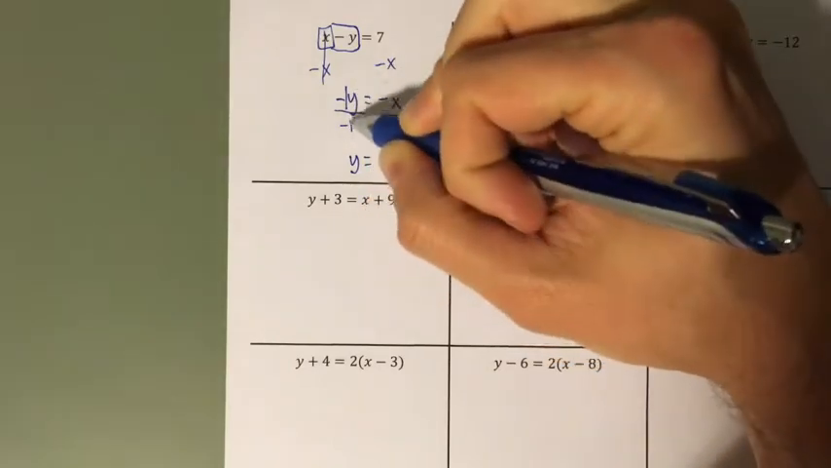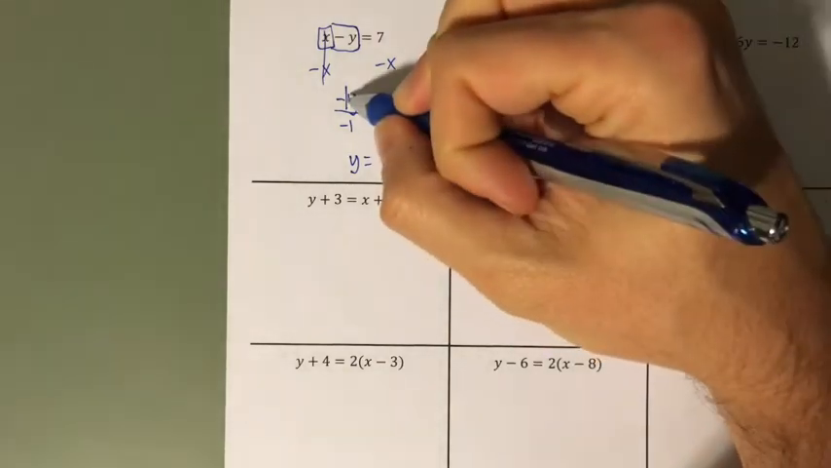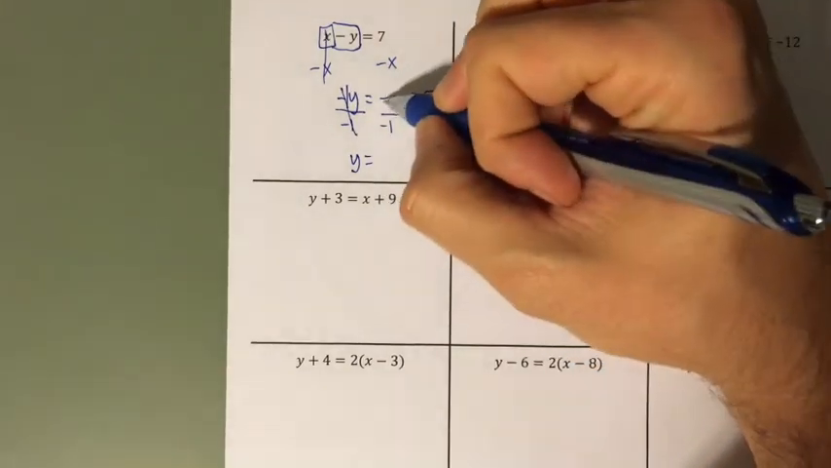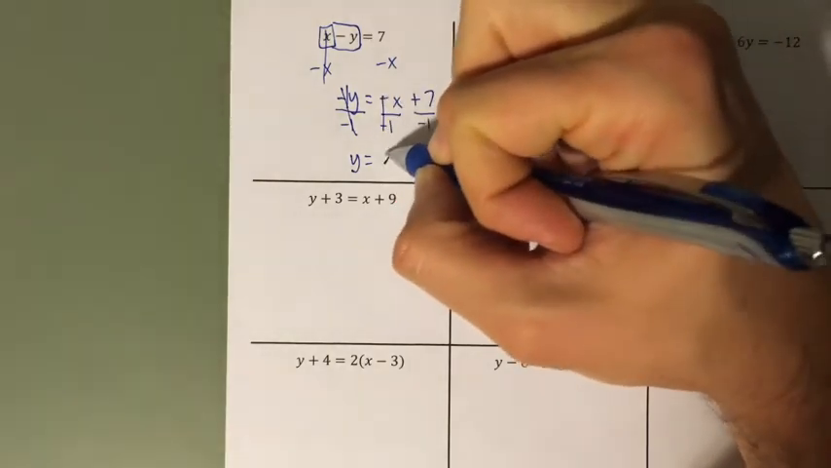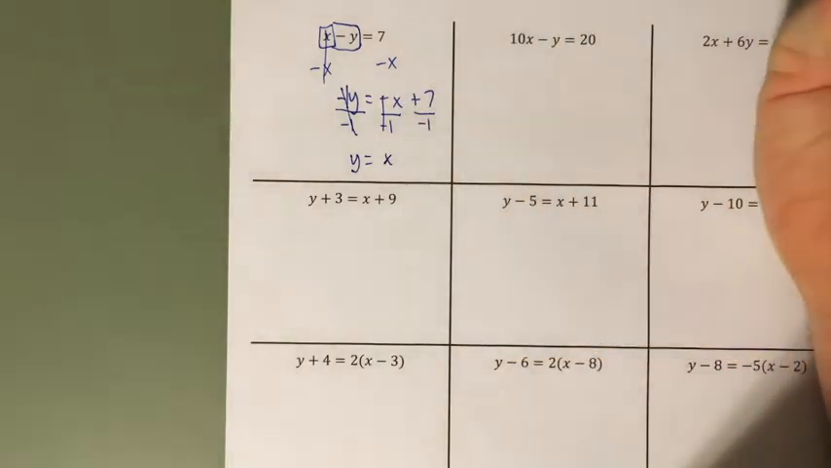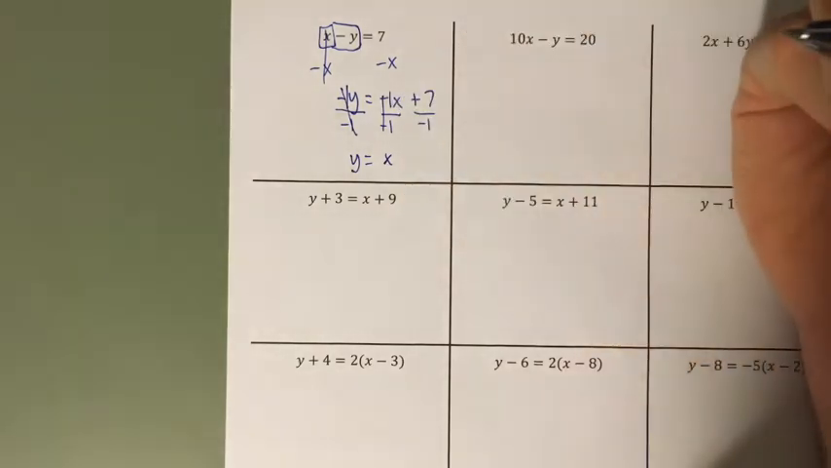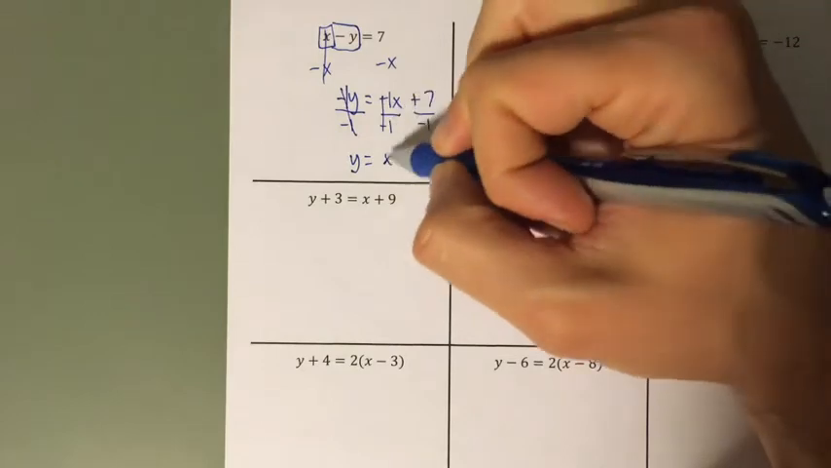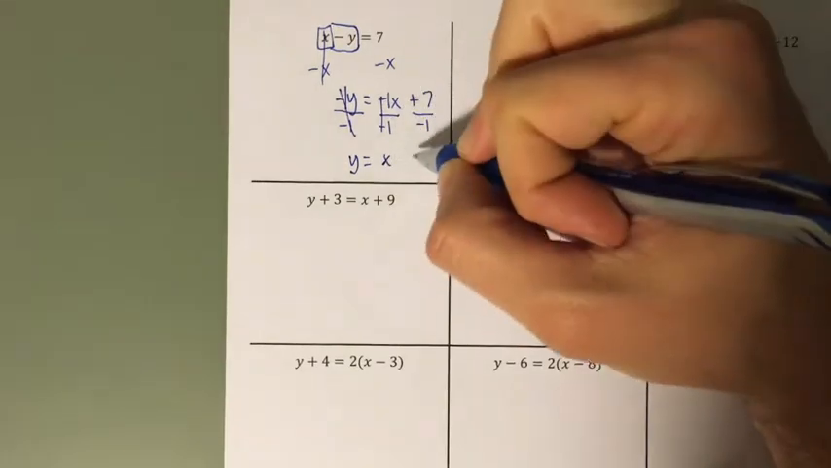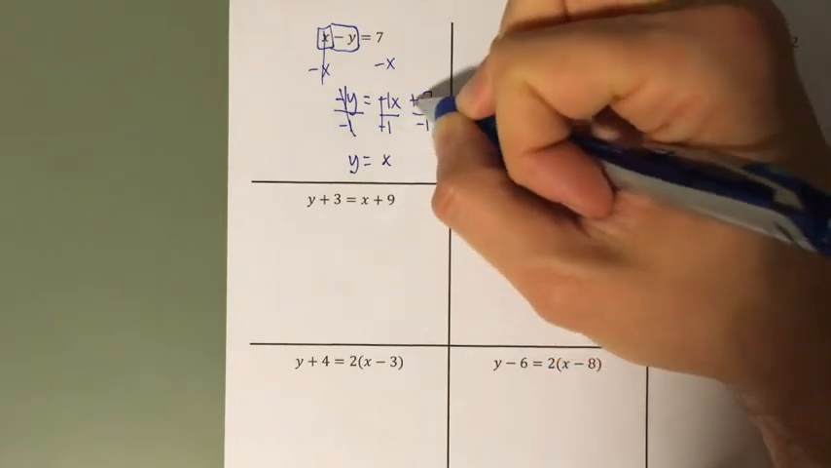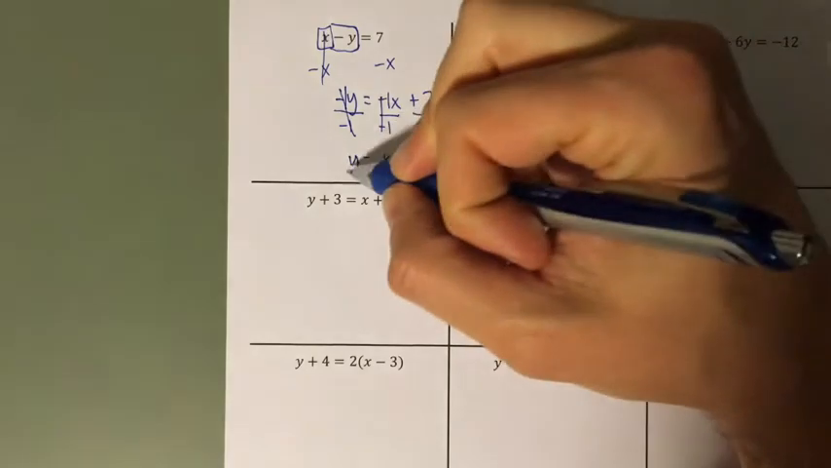So anything I do to one term, do to the others. Divide, negative 1's cancel. Negative divided by negative cancels. That x divided by 1 is just x. Again, you could put a 1 there if it helps you see it better. 1 divided by 1 is just 1. And then positive 7 divided by negative 1 is just going to be a negative. And then 7 divided by 1 is 7.